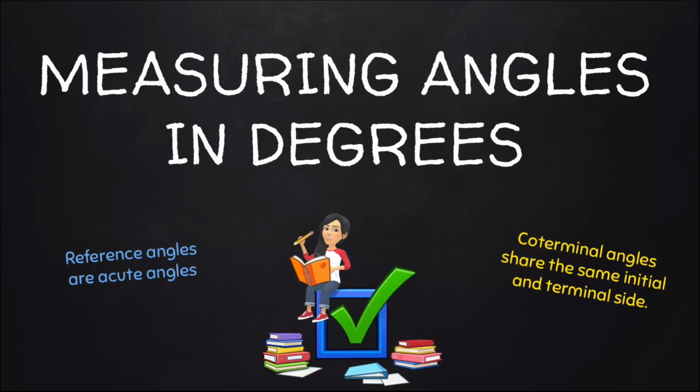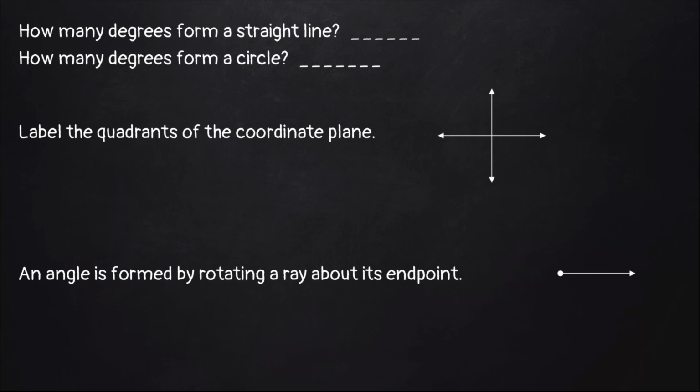Everyone, today we are going to talk about measuring angles in degrees. We will also determine angle measures that are coterminal with each other. Get ready to unlock the power of math together. Let's dive right in. So let's review how many degrees form a straight line, and that is 180 degrees.